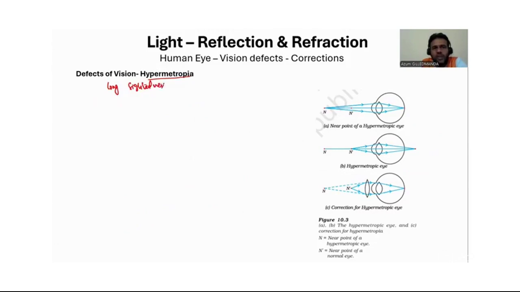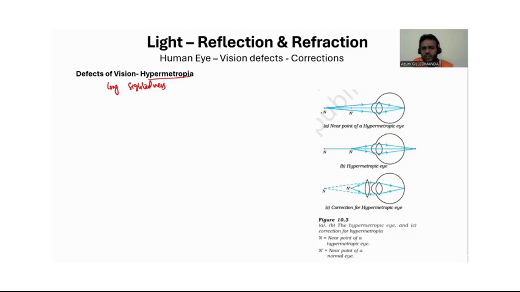So that means you can see things from a distance, but not the close by things. You can see objects at long distances distinctly. You can see the far objects properly, but not the close by objects. Like few people, they will not be able to identify the objects that are very close. So what is this defect?